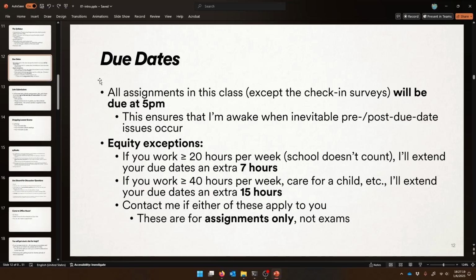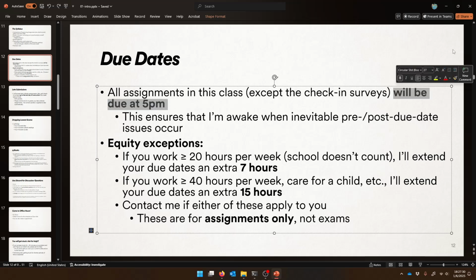Let's talk about due dates. So I do want to stress right now that every assignment in this class, except for check-in surveys, which are due at 5:30, is going to be due at 5 p.m. on the day that it's due. All right, so there's no excuses for thinking that it was due at midnight. Everything is due at 5 p.m.